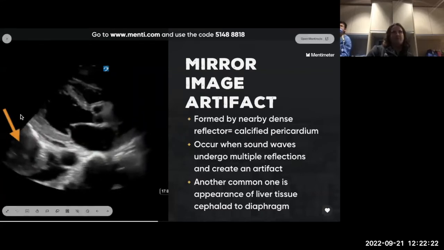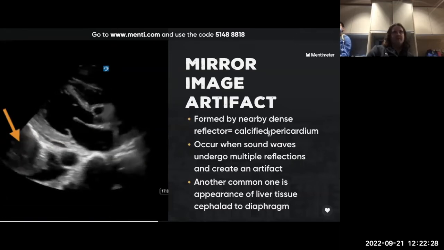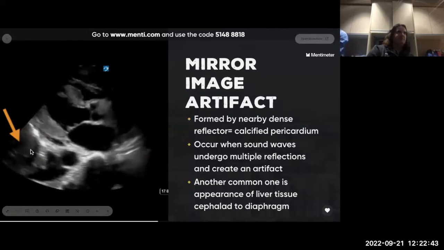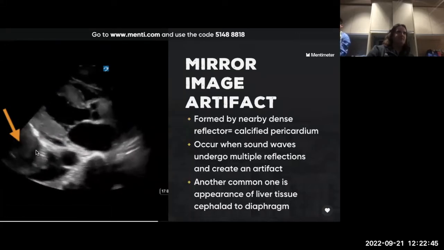The pericardium, much like the diaphragm, likes to play a lot of tricks. Typically, this is what's called a strong reflector, and so it's creating this alternative reflection, which is just a mirror image. Another common one is the appearance of liver tissue above the diaphragm, or cephalad of the diaphragm. Of course, this patient cannot have two hearts. It's just an improbability. So that's certainly a reflected structure.